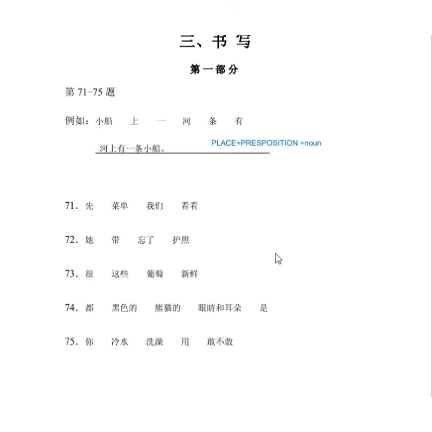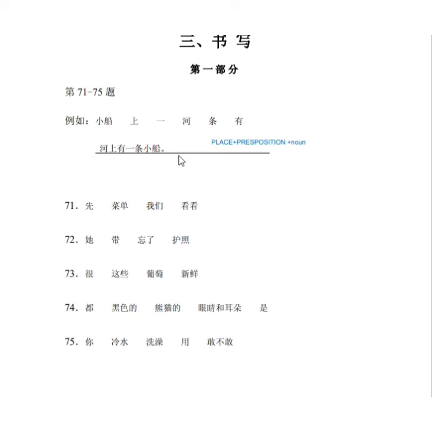And in part 1 of the writing section, you need to make a correct sentence from the given words. For example, let's try to make a sentence from the given words. Xiao chuan means small boat, shang means on, yi means one, he means river, tiao is a measure word for long things, you means have. After reading the given words, try to think of the meaning of the possible sentence in your own native language. Then it will be easier to arrange these words in a sentence. And from these words we can make a sentence that there is a boat in the river.